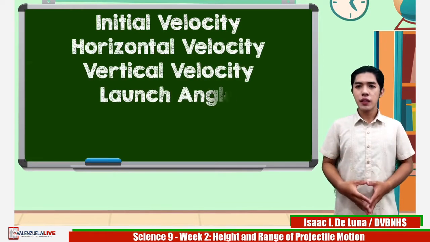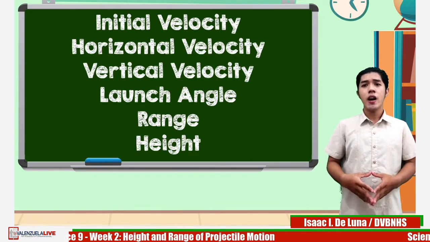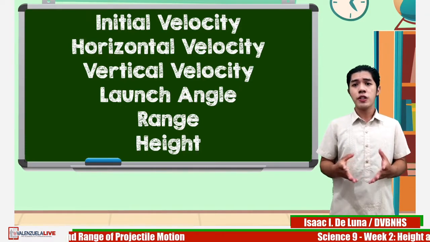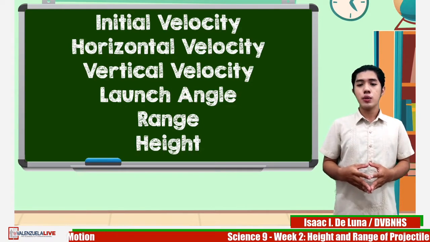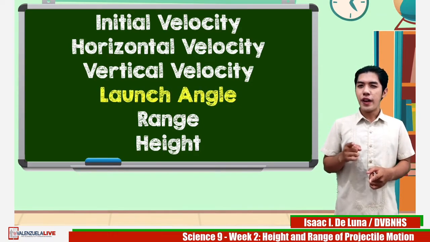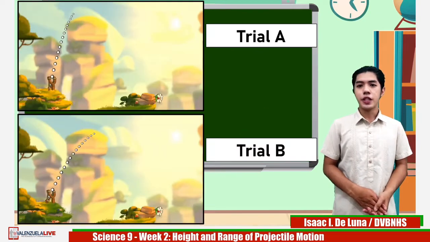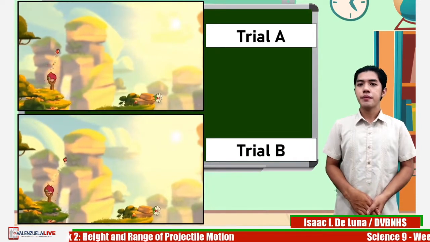Initial velocity, horizontal velocity, vertical velocity, launch angle, range, and height are some of the terms we have learned when we discuss about the parts and characteristics of projectile motion. For today's lesson, we're going to investigate the effects of launch angle to the range and height of projectile motion. Let's start with these examples.